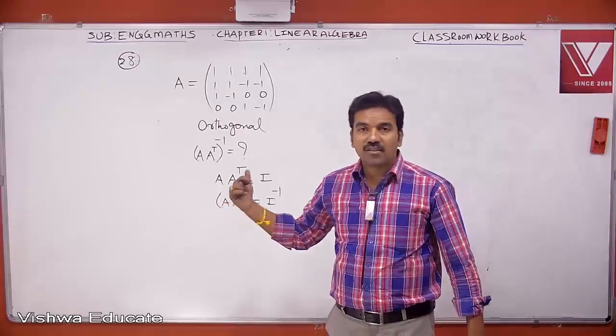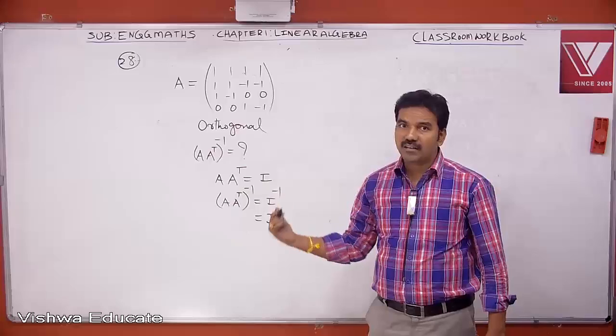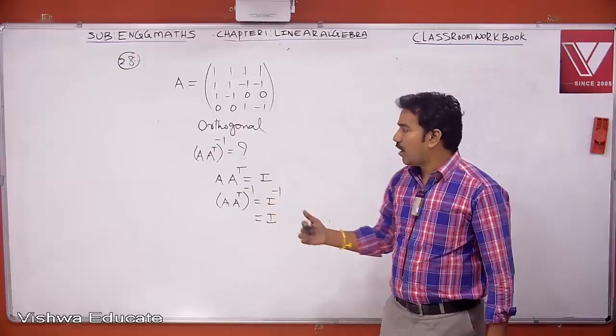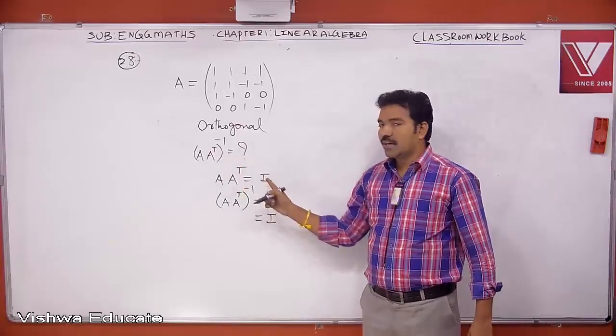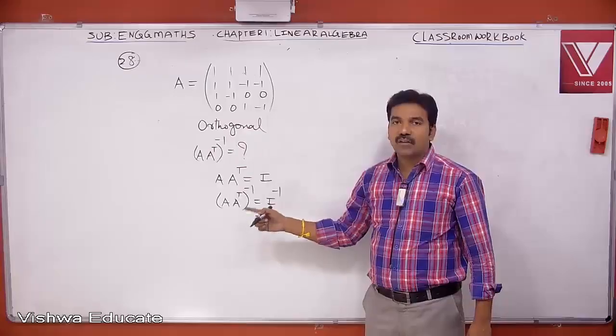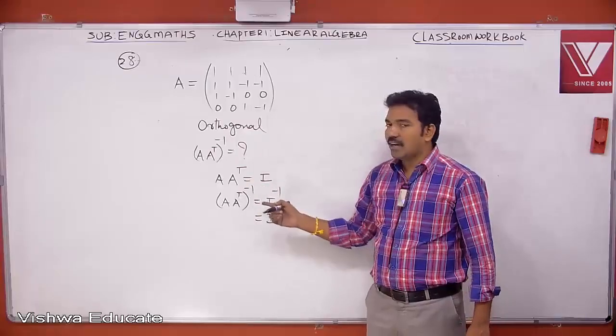So the advantage for this question is its orthogonality. Since it is an orthogonal matrix, A into A transpose is I. I need the inverse of A into A transpose. I inverse is I.